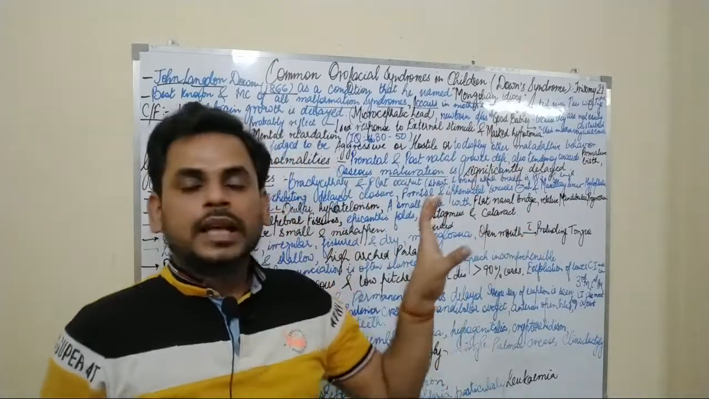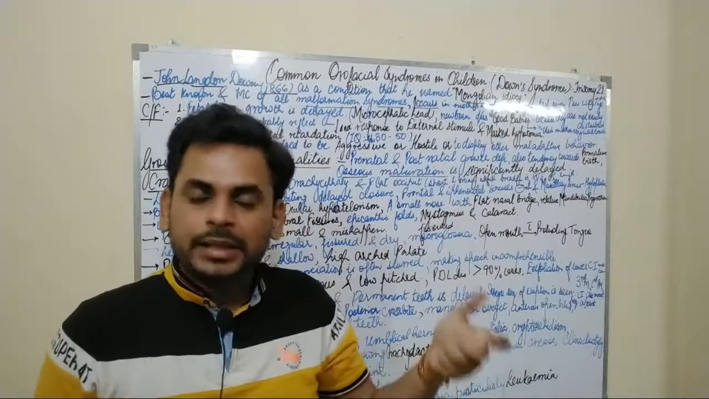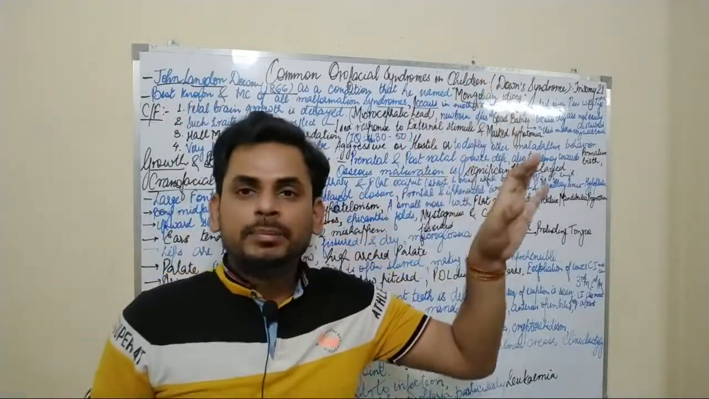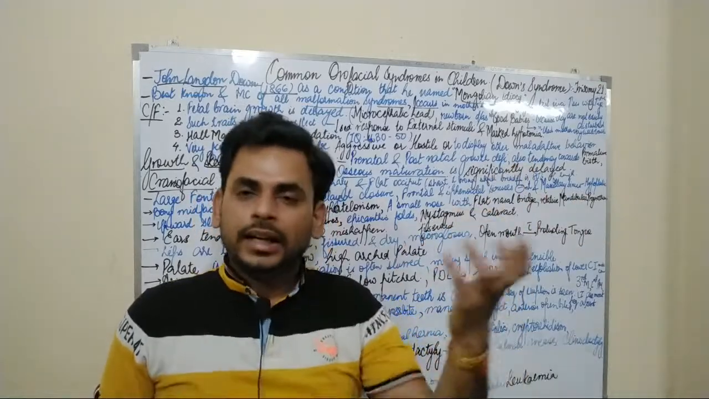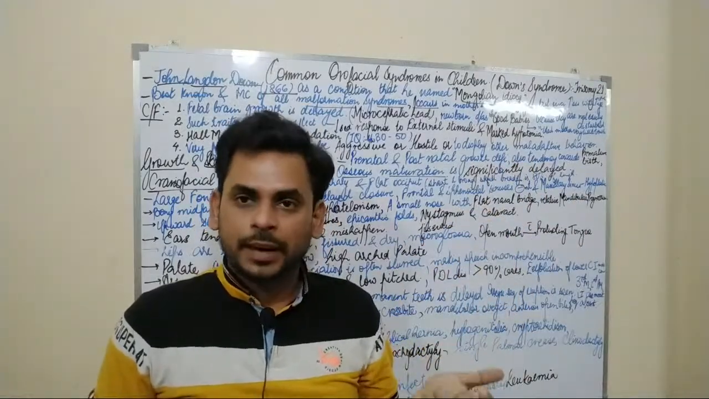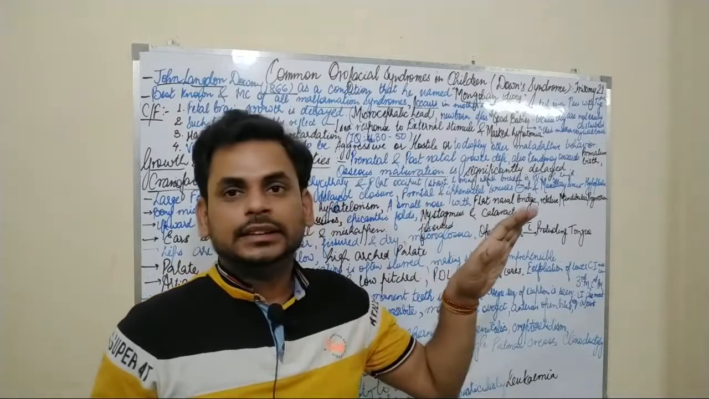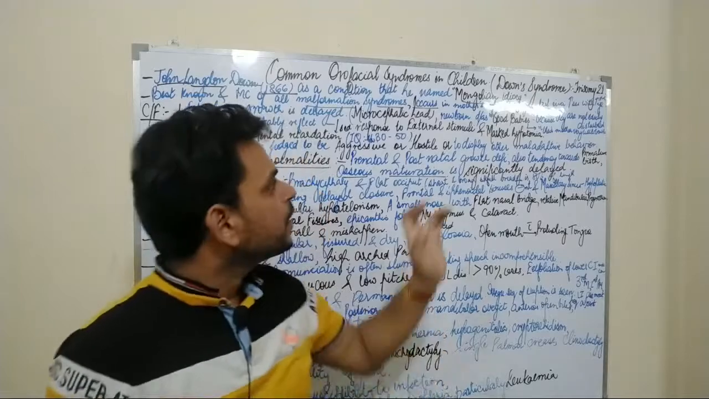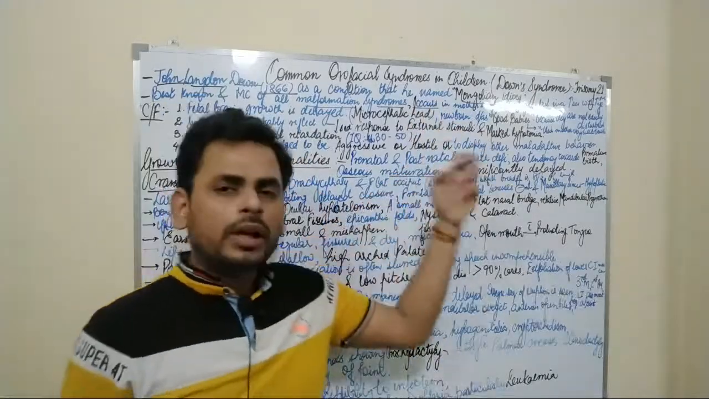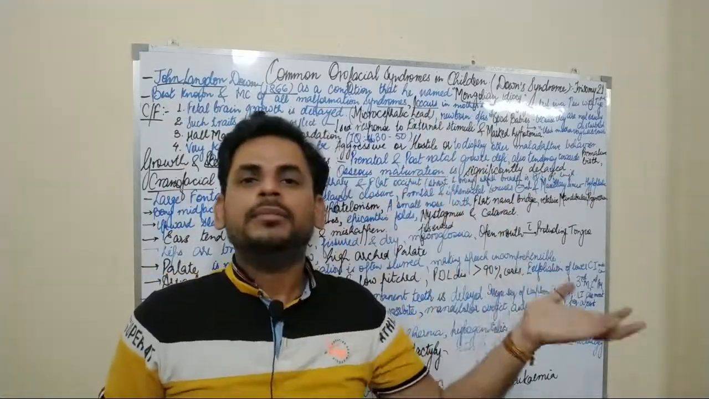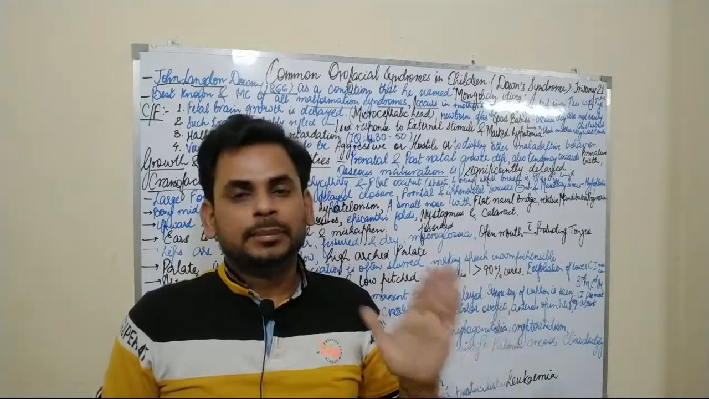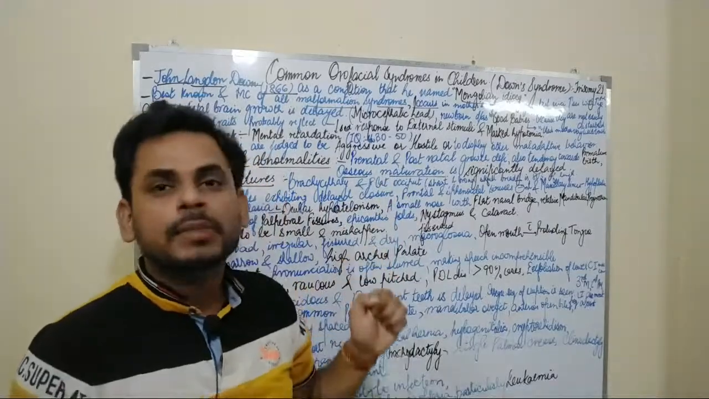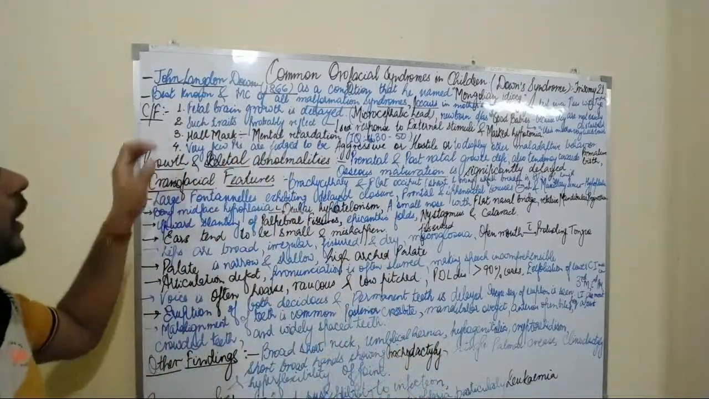Down syndrome children can be born to any mother; it occurs in mothers of all ages. It is not that only elderly mothers have children with Down syndrome, but the risk increases with increasing maternal age. Now, moving on to the clinical features.